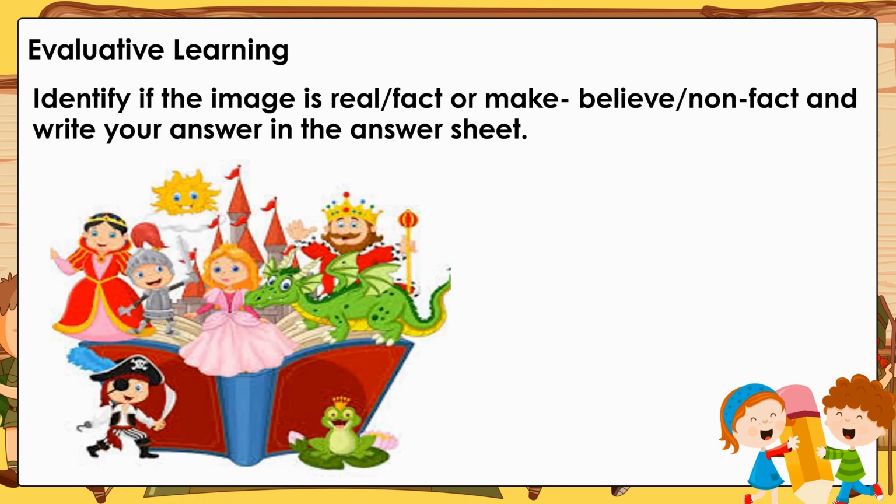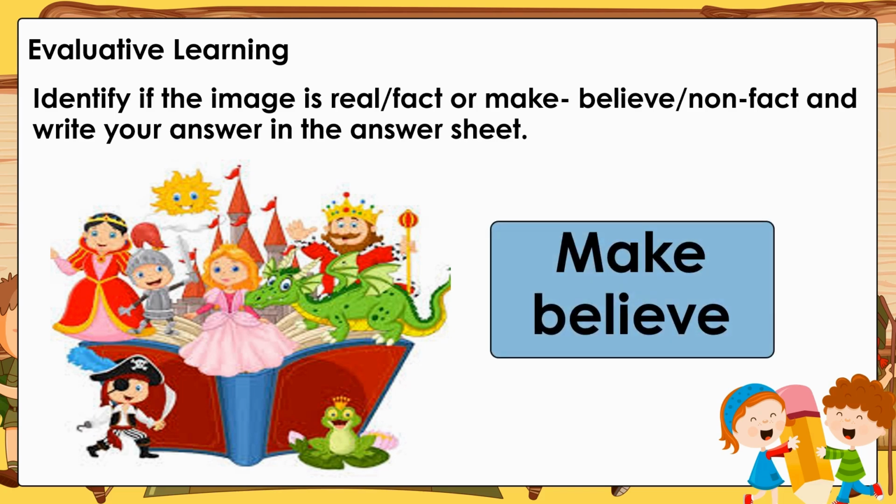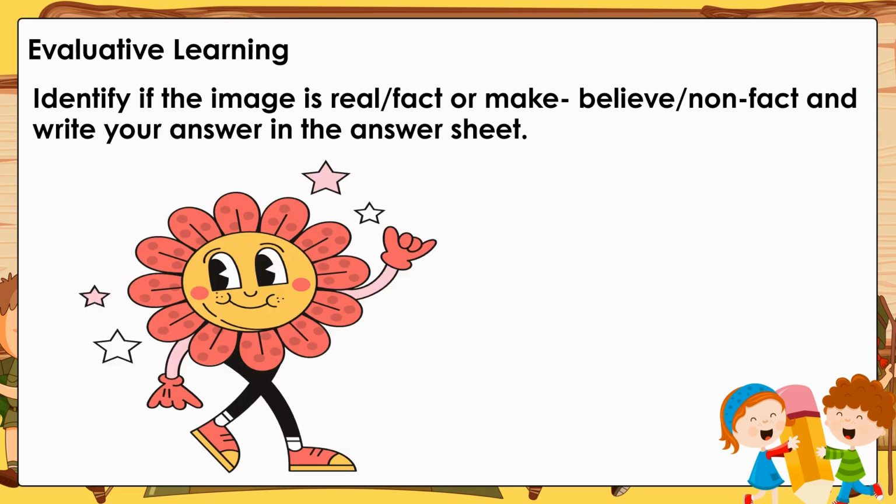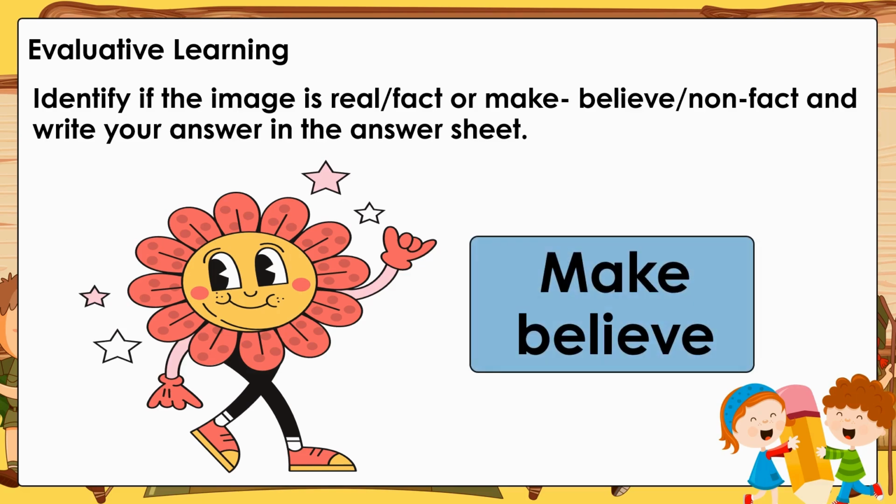Number 4, prince and princesses in a palace with flying dragon and smiling frog. Is it real or make-believe? The answer is make-believe. Number 5, flower with feet and smiling face. Is it real or make-believe? The answer is make-believe. Good job, kids!